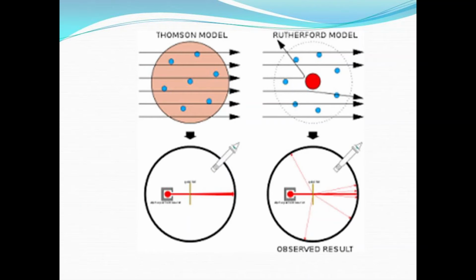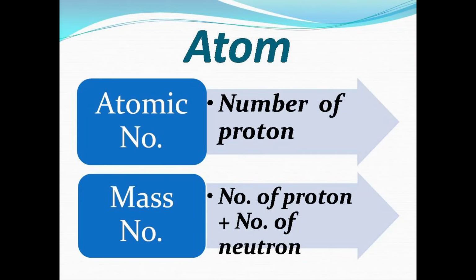So overall, Rutherford's model explained that an atom has empty spaces between the particles, that is, between electrons, protons and neutrons, and the center of the atom, that is the nucleus, is positively charged and is very dense and hard. And moving on to the atomic number.